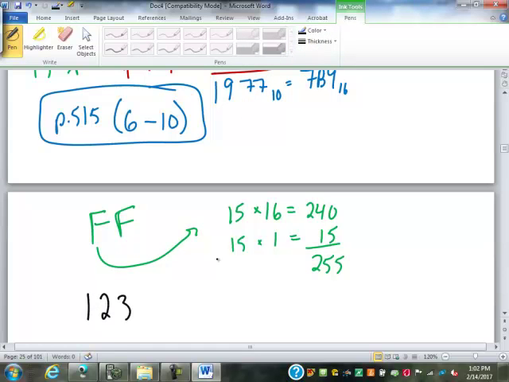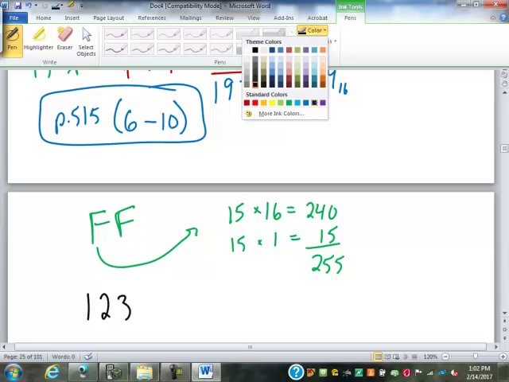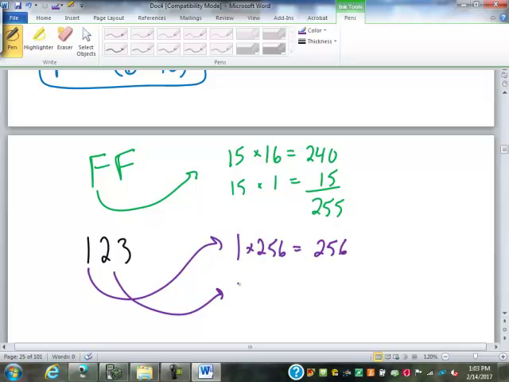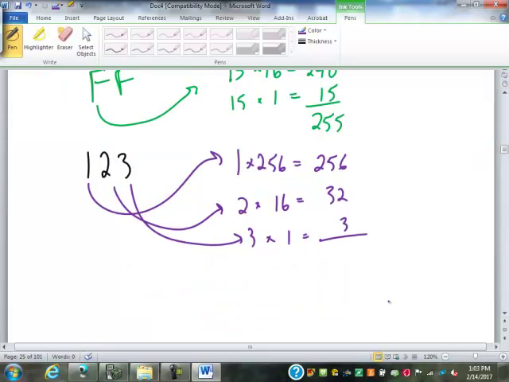Number 7 is 1, 2, 3. Well, 1, 2, 3. The 1 is 256. That's just 256. The 2 is times 16, so that's 32. And then it's just 3 ones. So that is 291.